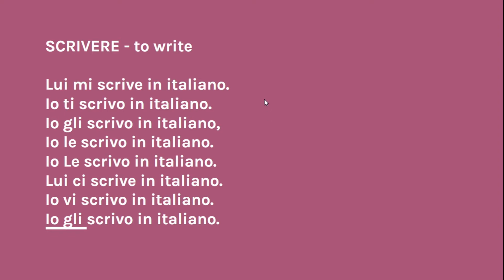All right, this is an example of all of these different indirect object pronouns for each pronoun with the verb scrivere. Per esempio, lui mi scrive in italiano. Io ti scrivo in italiano. Io gli scrivo in italiano, eccetera, eccetera. Okay?